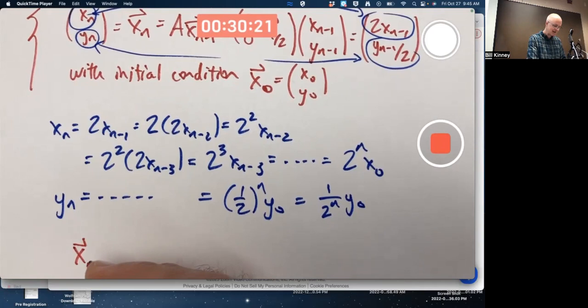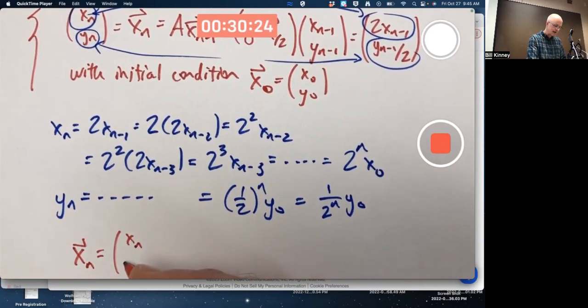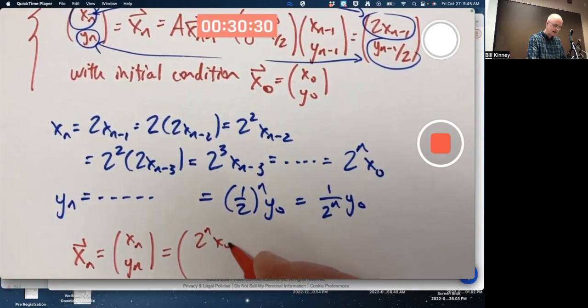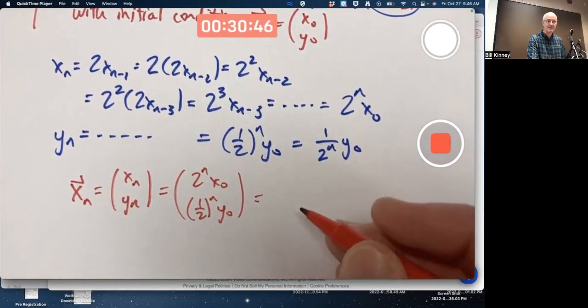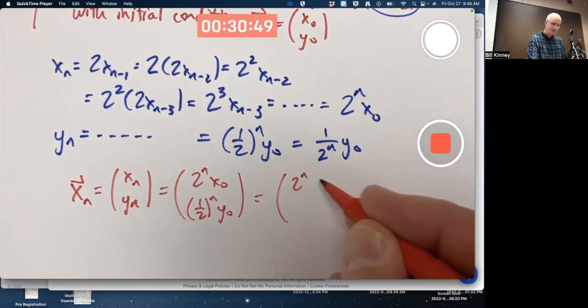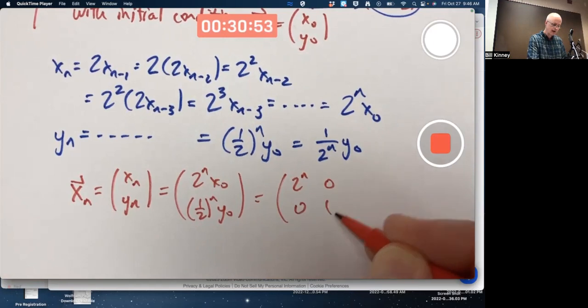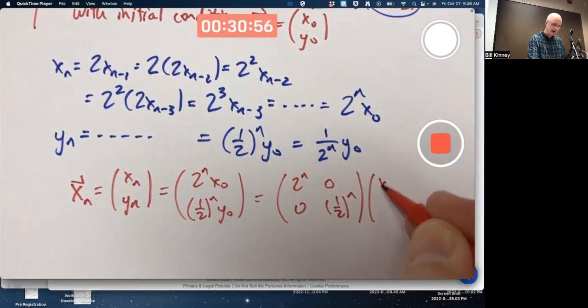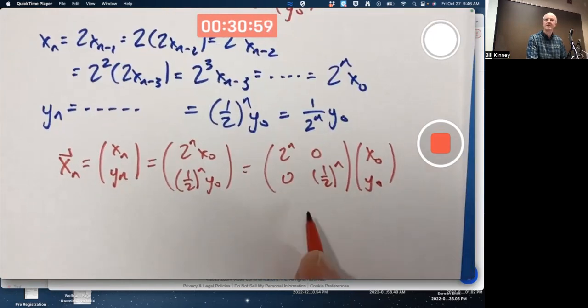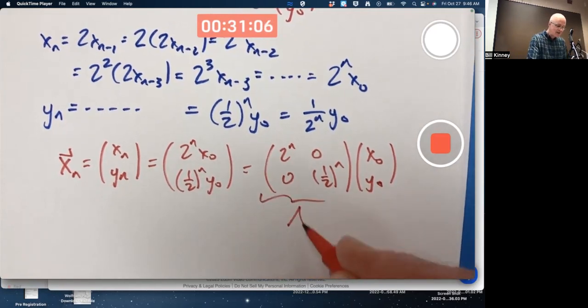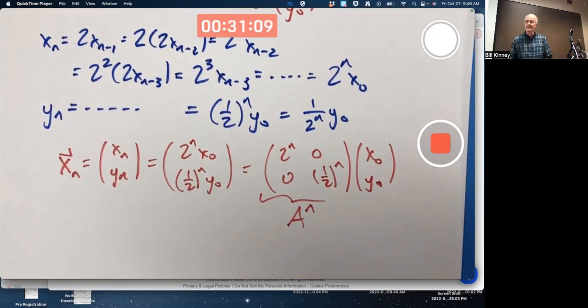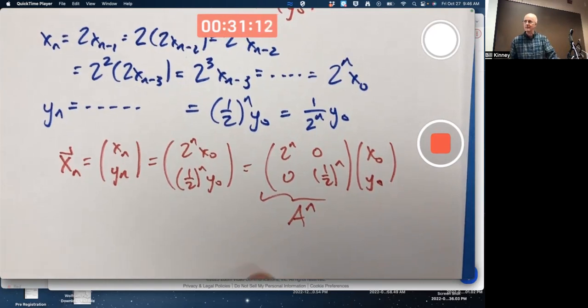Write it as a vector xn, whose components are scalar xn and scalar yn: 2 to the n times x naught, and I'll write it as 1/2 to the n times y naught. This can be thought of as a matrix times a vector as well. The matrix whose entries are 2 to the n, 0, 0, and 1/2 to the n times the initial condition vector x naught, y naught. That's not the matrix exponential. No e's. But it is A to the nth power. It's a power of the matrix A. I didn't expect you to do that, but that's true.